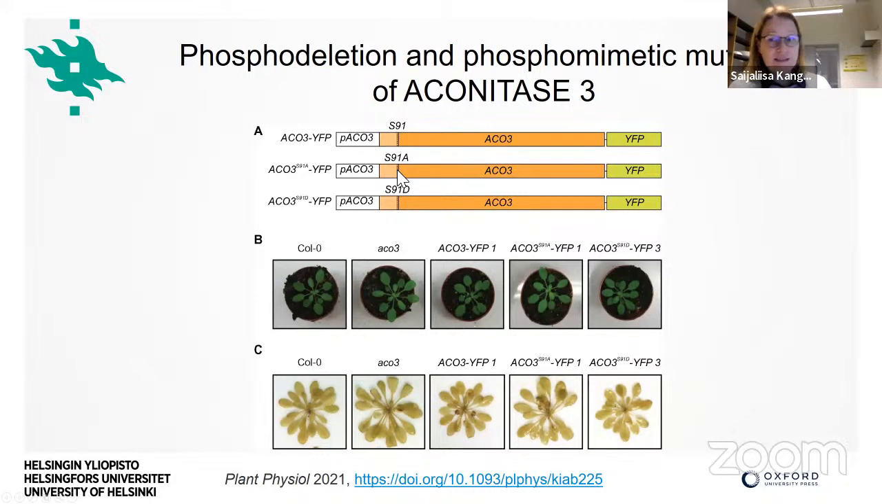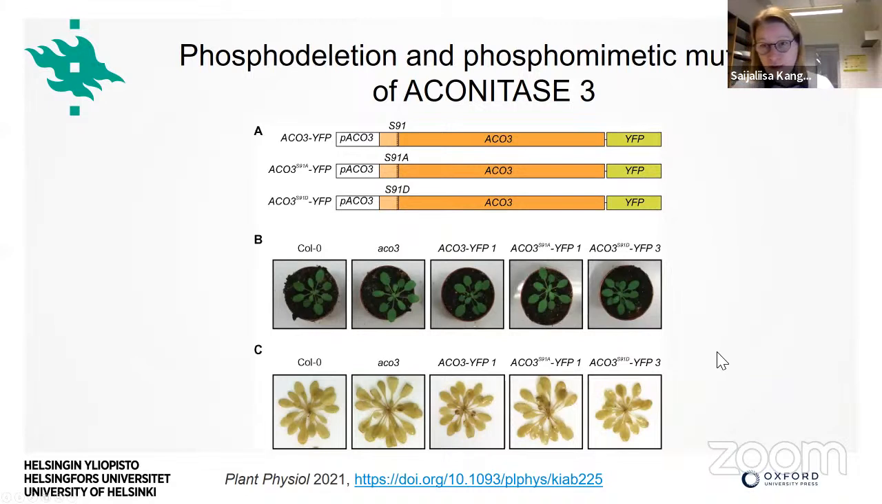And then we created a phosphodeletion mutant where the serine was mutated into an alanine, and then another kind of phosphomimetic mutant where the serine was converted into aspartic acid. And these constructs were then transferred into the Arabidopsis aconitase 3 knockout mutant. So in the end, we had a wild type Arabidopsis, the aconitase 3 knockout line, and then these lines expressing the different variants of the aconitase 3 isoform.